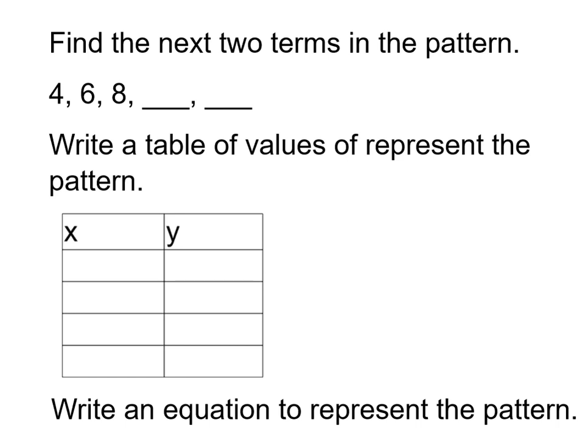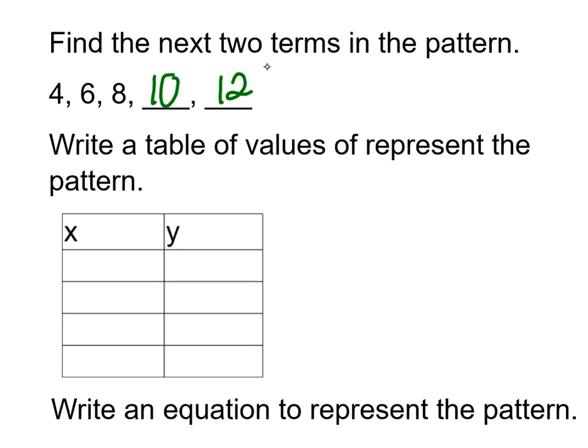So now we're going to look at some examples where there isn't a visual pattern in front of you. This asks you to figure out what the next two terms in the pattern are. And so hopefully by looking at this, you're going to see 4, 6, 8, and you're going to know that the next one would be 10 and the next one would be 12. Okay, so we're going up by 2 every time.